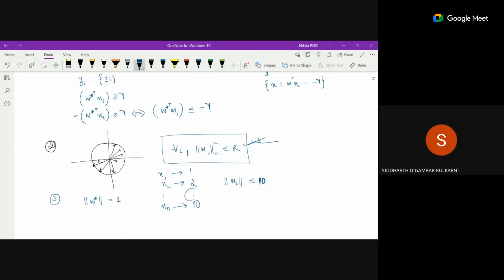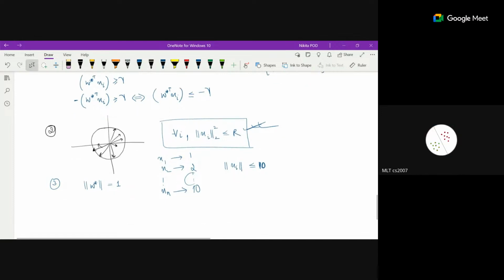Is that the outermost point? You can say xn is the outermost point. Yes, it is the outermost point. Clear?